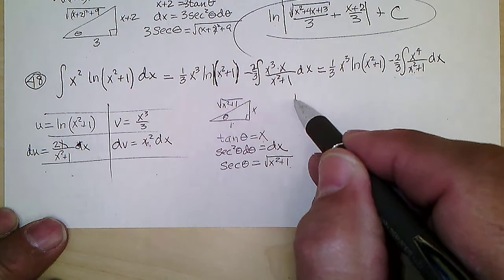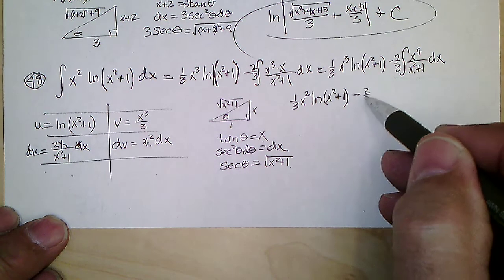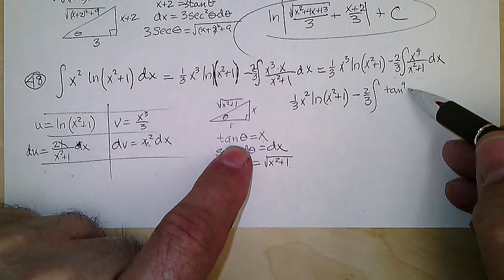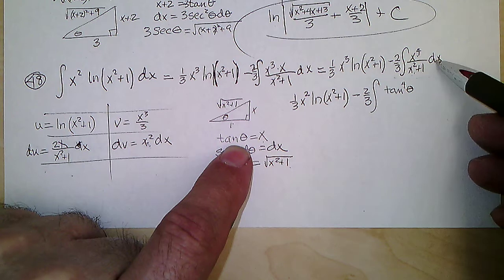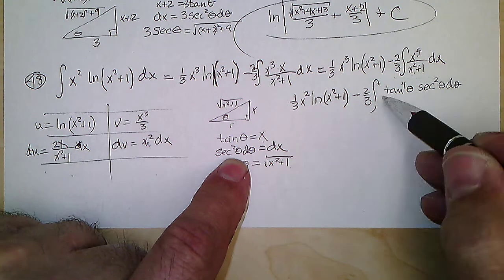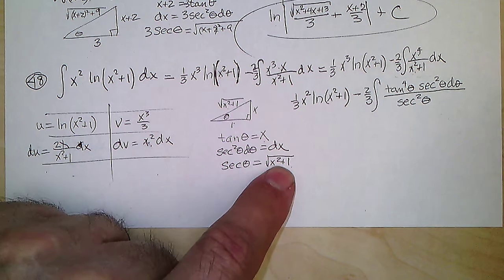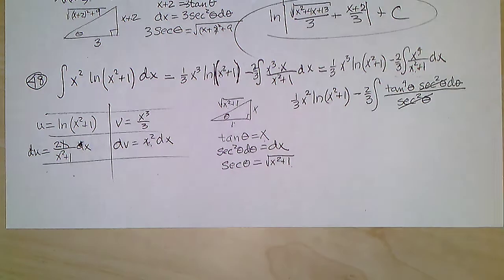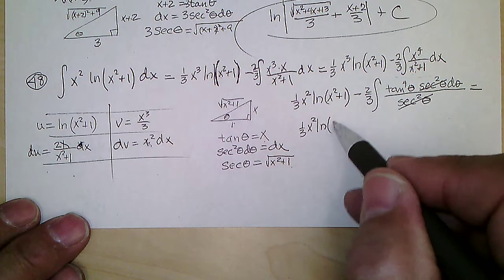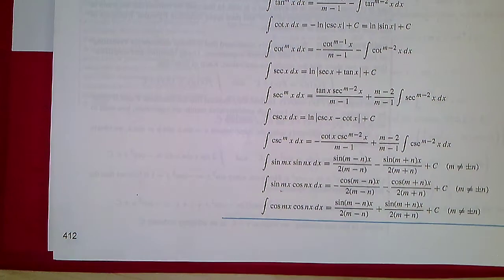So we have 1/3 x squared ln of x squared plus 1 minus 2/3 the integral. x to the fourth will be tangent to the fourth of theta. dx will be secant squared theta d theta. And this will be secant squared theta, because that squared would be that. The secant squareds cancel. And so we get 1/3 x squared ln x squared plus 1 minus 2/3 the integral of tangent to the fourth. Well, tangent to the fourth, I'm going to fold this again.